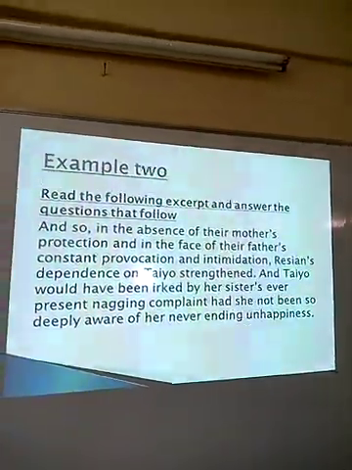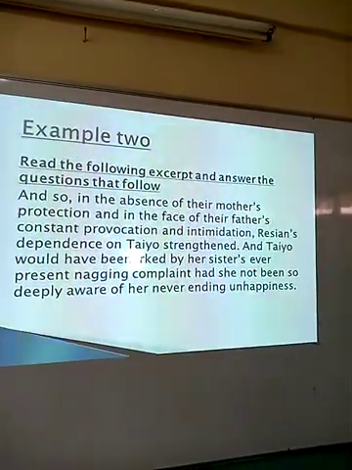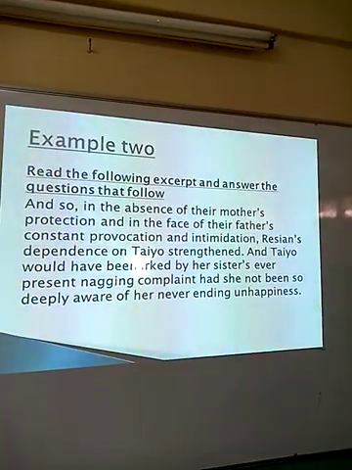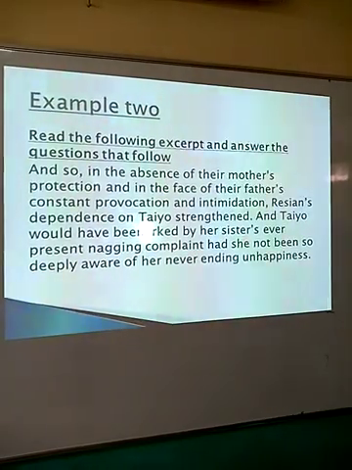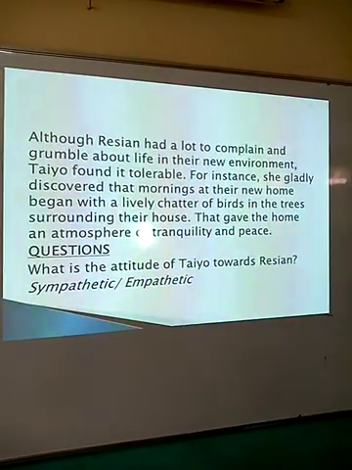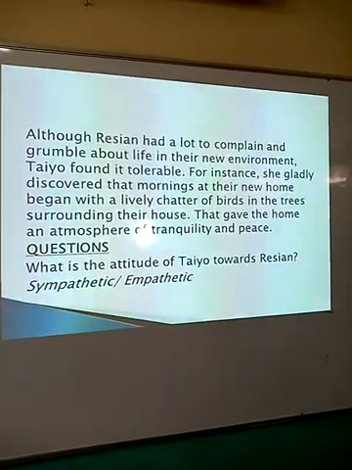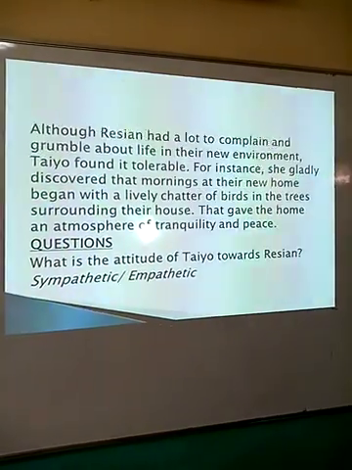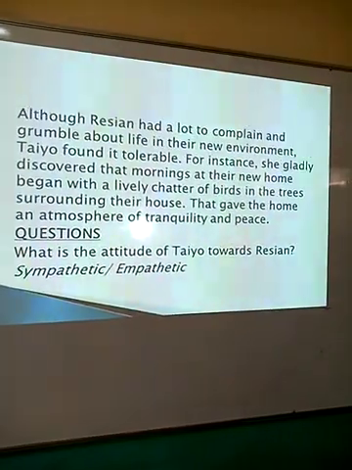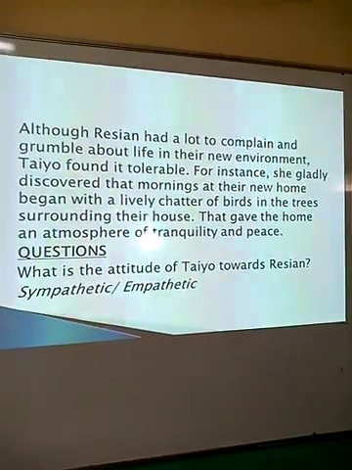So she was aware that the sister was unhappy. And therefore, she was able to understand her and where she's coming from. She was able to put herself in Resian's shoes. And that's why when the examiner asks you, what is the attitude of Taiyo towards Resian, the immediate vocabulary we go for is sympathetic and empathetic. Because you can see that from what the writer said directly. She was aware of her unhappiness.